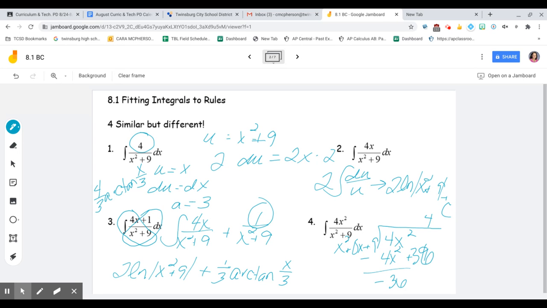I feel like I need a new, let's see if I can add a screen. I don't know how I do that.